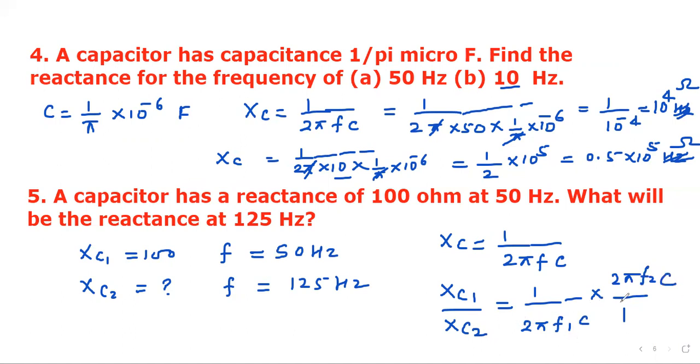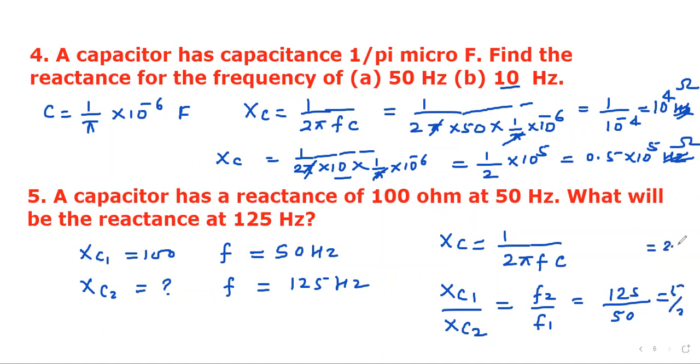So clearly C and 2 pi will cancel out. So F2 upon F1 will be left. So it will become F2 upon F1, and F2 is 125 and F1 is 50. So 25 5s are 125, 25 2s are 50. So it will be 2.5 is to 1. That is our answer.